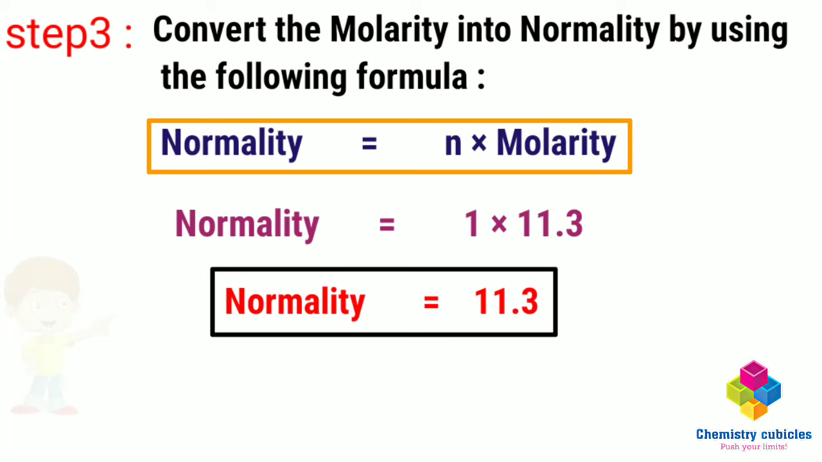Now, this number is very important and you should learn this value, that is 11.3. You should always remember that the HCl which is provided in our laboratories has a normality of 11.3, so that you don't have to do the above calculation every time.